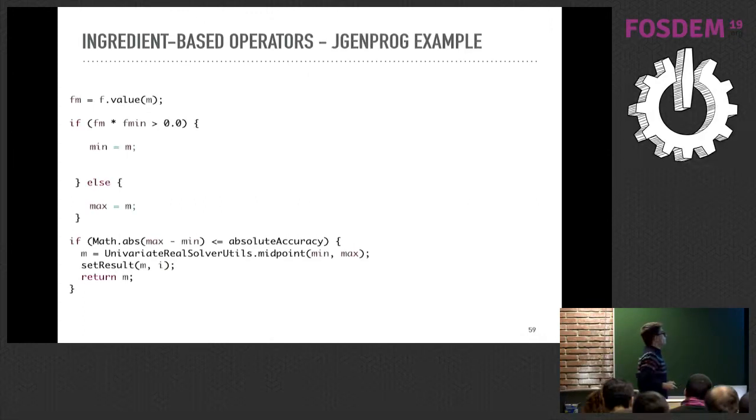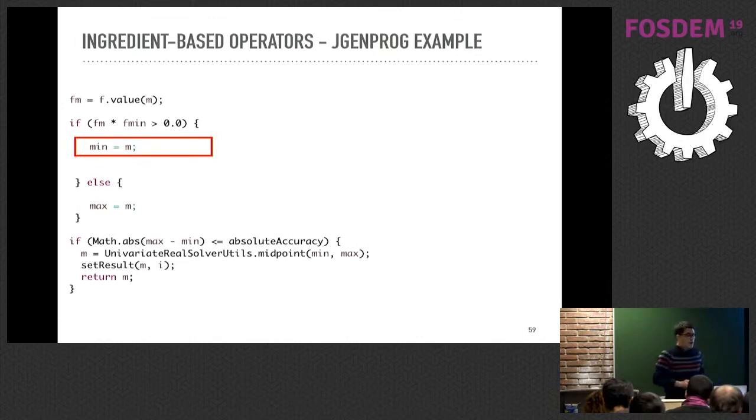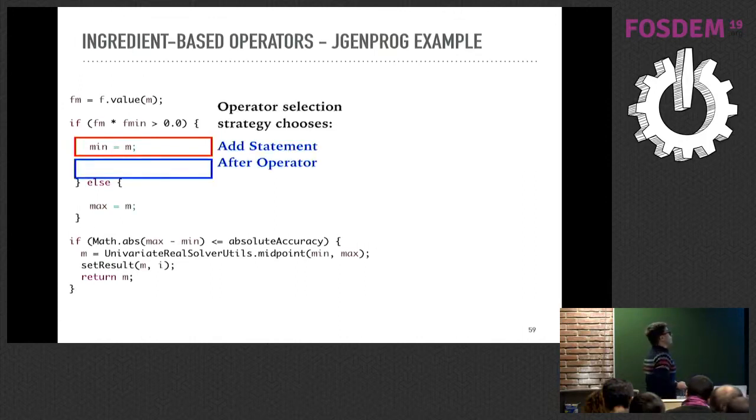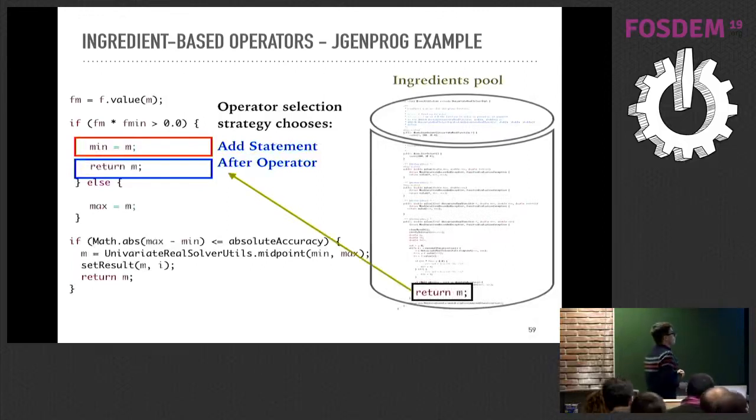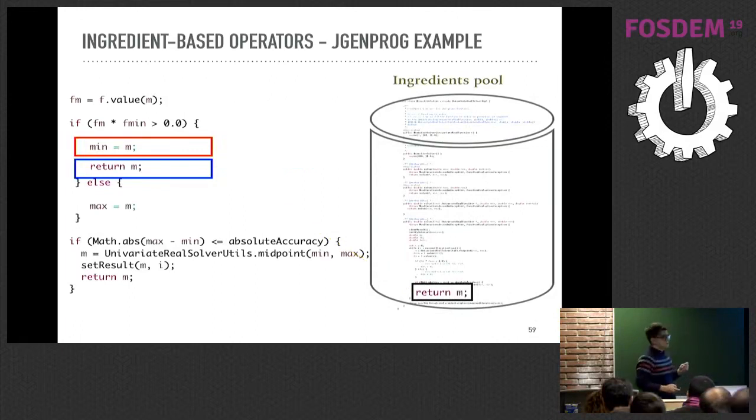So, imagine this case that we have this suspicious statement, this assignment, and we have an operator from SessionPro that says add a new statement after this suspicious one. So here the question is, okay, what statement should we add? Astor has an ingredient pool which has all the candidate statements that can be inserted here. Then it will select one, let's say randomly, let's say return M, and create the new patch.